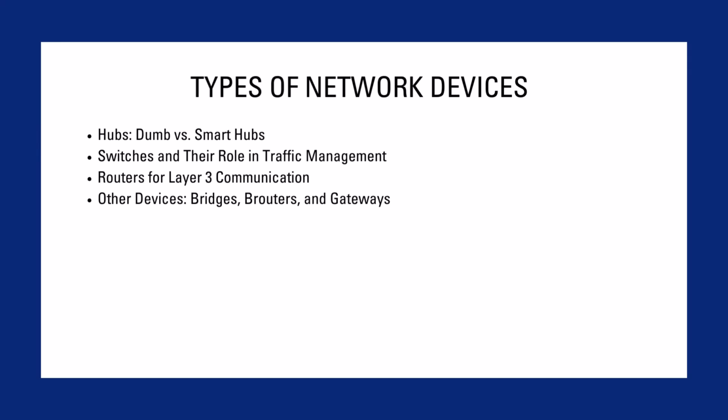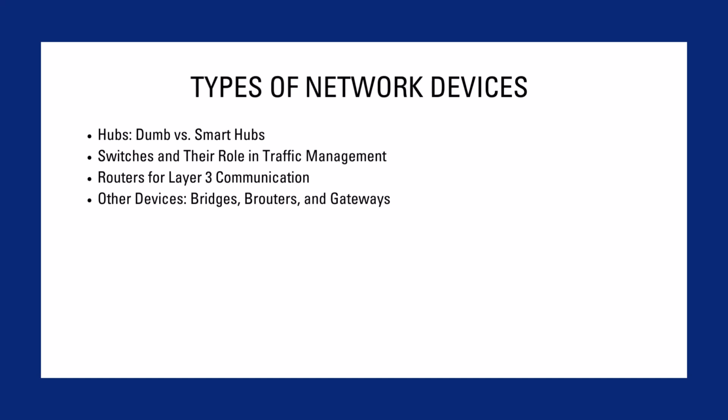Hubs are basic network devices that aggregate physical connections, but they are considered dumb because they lack intelligence in managing traffic. A smart hub or repeater can amplify and rebuild signals, helping maintain network efficiency. Switches operate at layer 2 using MAC addresses to direct traffic, while routers work at layer 3 and are responsible for forwarding data packets across different networks. Routers often sit at the boundary between a LAN and the internet.